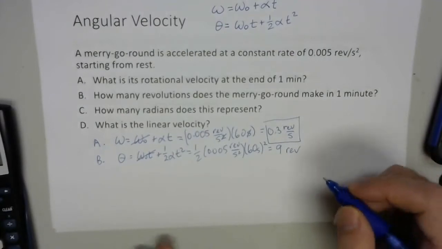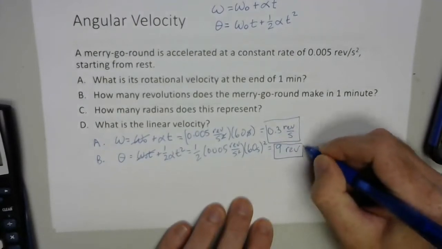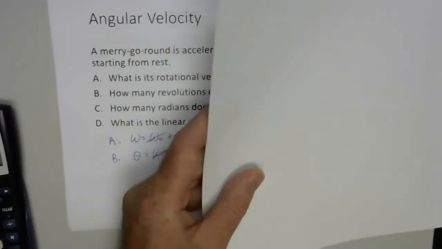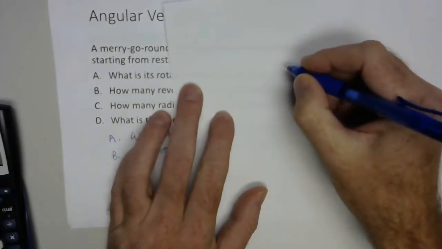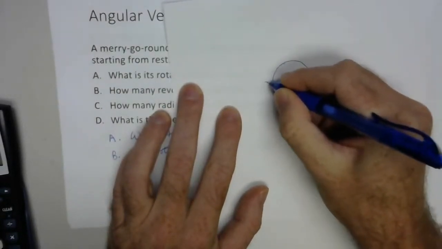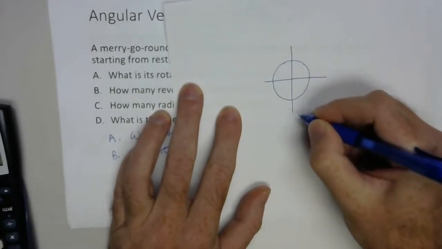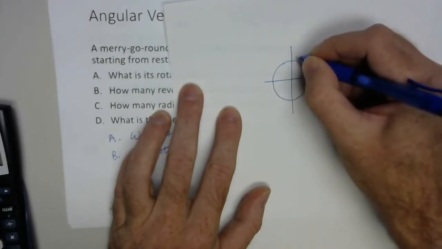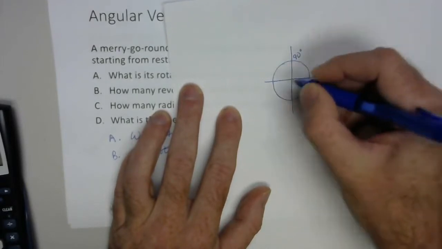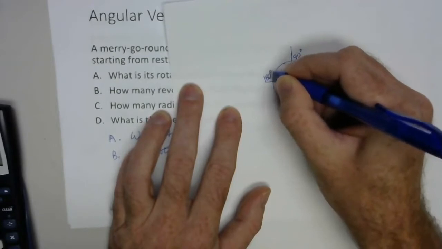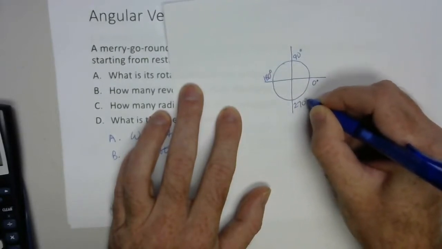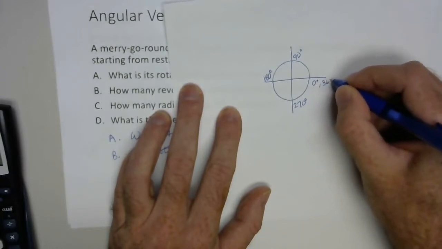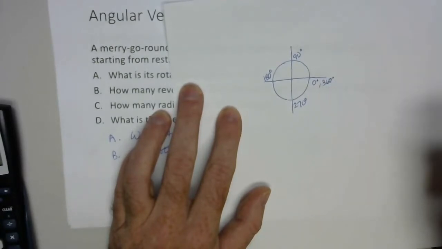Now, what does that mean in radians? We need to understand the unit circle. I'm going to bring in an extra piece of paper just to show you the unit circle for a second. If we've got our circle, we're going to split it into 4 quadrants. If we start at 0 degrees here, that'll be 90 degrees, this will be 180 degrees, this will be 270 degrees, and then if we make it all the way around, that'd be 360 degrees.